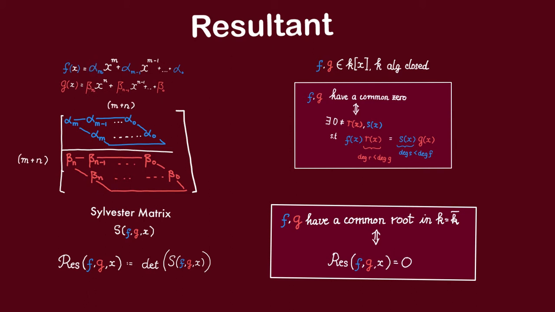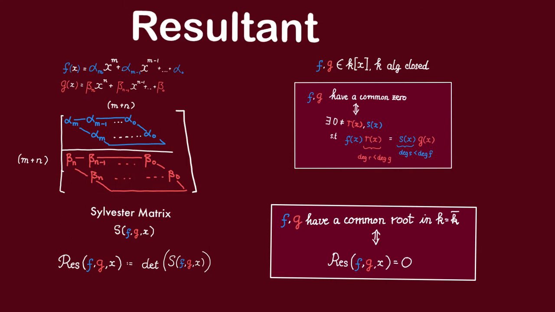Suppose f and g are of these forms. Now we can form a matrix in terms of the coefficients of f and g called the Sylvester matrix. The determinant of the Sylvester matrix of f and g is called the resultant of f and g. We claim that f and g have a common root if and only if this resultant is 0. Moreover, we claim that these two propositions are actually equivalent.